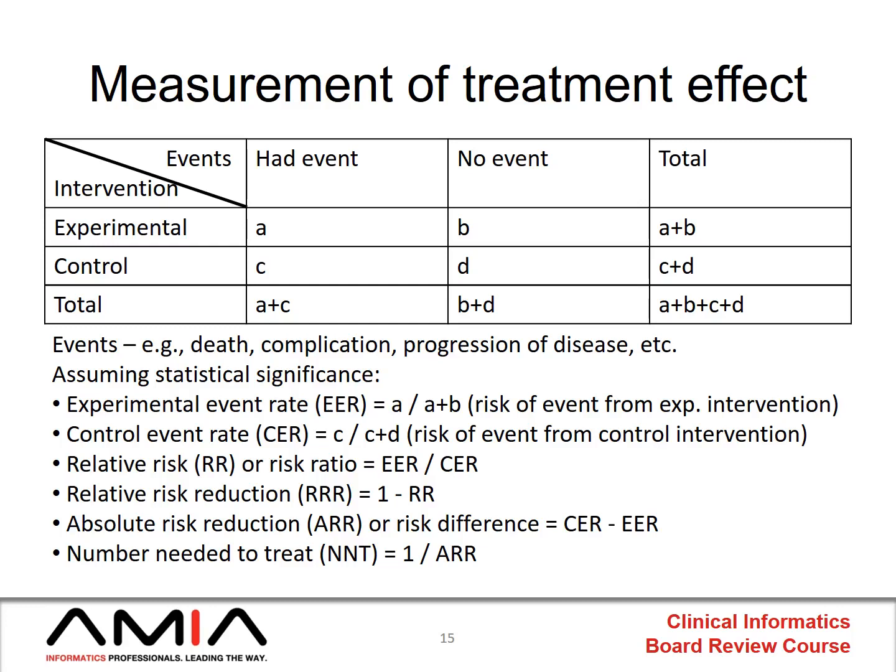This then lets us calculate relative risk, which is the experimental event rate divided by the control event rate. If the experimental event rate is less than the control rate, the experimental intervention will be effective and the relative risk will be less than 1. From that, we can calculate the relative risk reduction, which is 1 minus the relative risk. We can also calculate the absolute risk reduction. That's the control event rate minus the experimental event rate. And from that, we can calculate the number needed to treat, which is 1 divided by the absolute risk reduction.